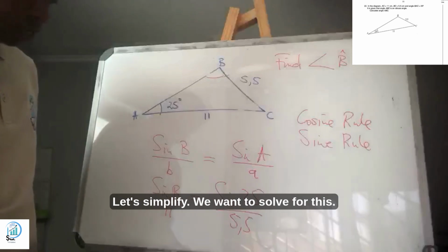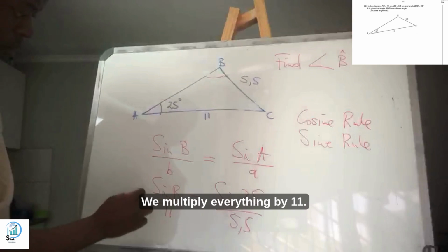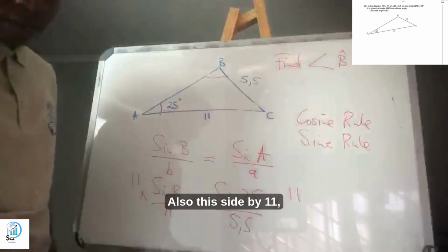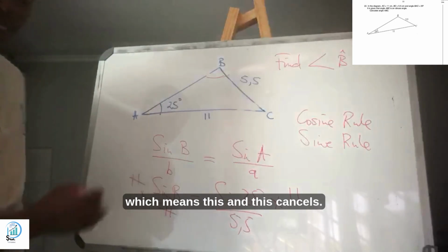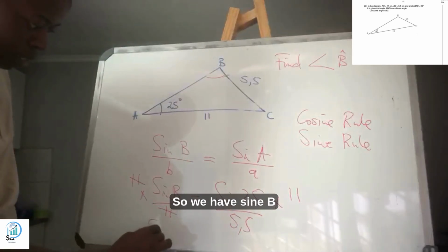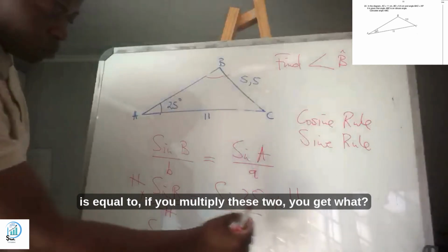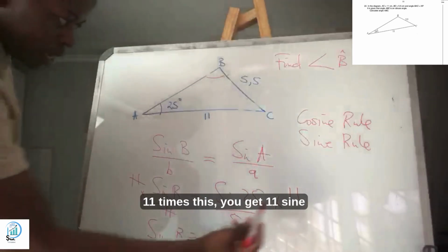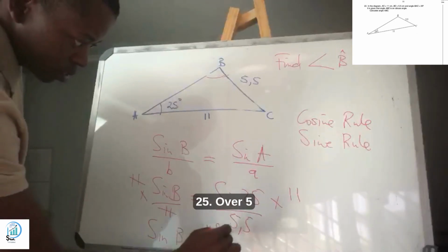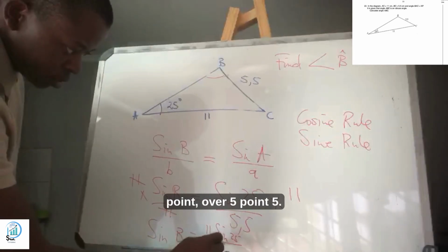Let's simplify. We want to solve for this, so let's get rid of this fraction here. We multiply everything by 11, also this side by 11, which means this and this cancel. So we have sine B is equal to, if you multiply these two, you get 11 sine 25 over 5.5.